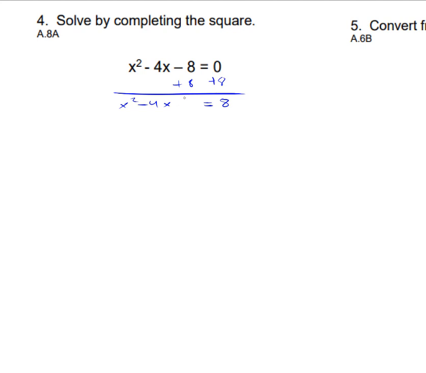Now, as you see, I have this nice spot open here, so I can turn this into a perfect square. And the way I turn it into a perfect square is this. I'm going to take this b value here. My b value is negative 4, okay? I'm going to take that b value, and I'm going to divide that negative 4 by 2. And I'm going to get a number. The number I get is negative 2.